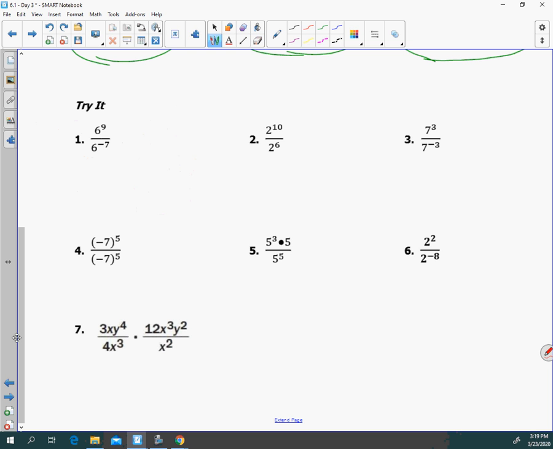Okay? Really quick and easy on this one. I don't even need a division, do I? It's really going to be 2 to the 4th power, and that's fine. Number 3, I don't like that negative exponent. I'm going to bring it up top. Really, it's going to be 7 to 3 times 7 to 3, which is 7 to the 6.